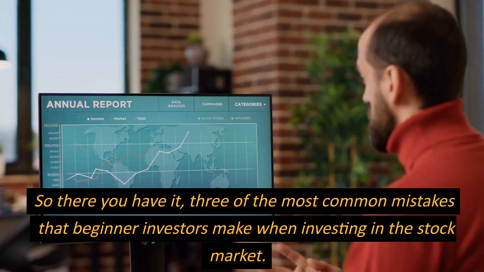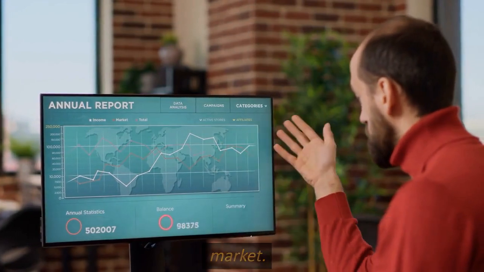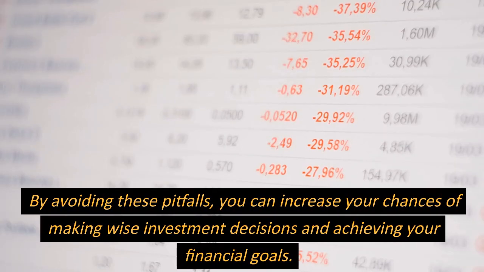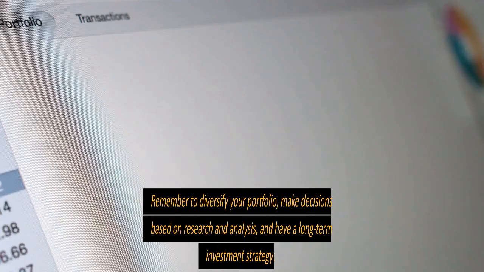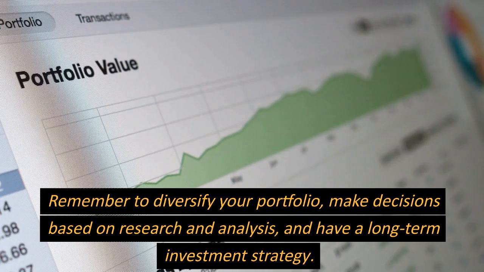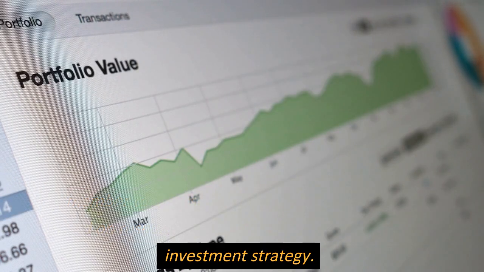So there you have it, 3 of the most common mistakes that beginner investors make when investing in the stock market. By avoiding these pitfalls, you can increase your chances of making wise investment decisions and achieving your financial goals. Remember to diversify your portfolio, make decisions based on research and analysis, and have a long-term investment strategy.